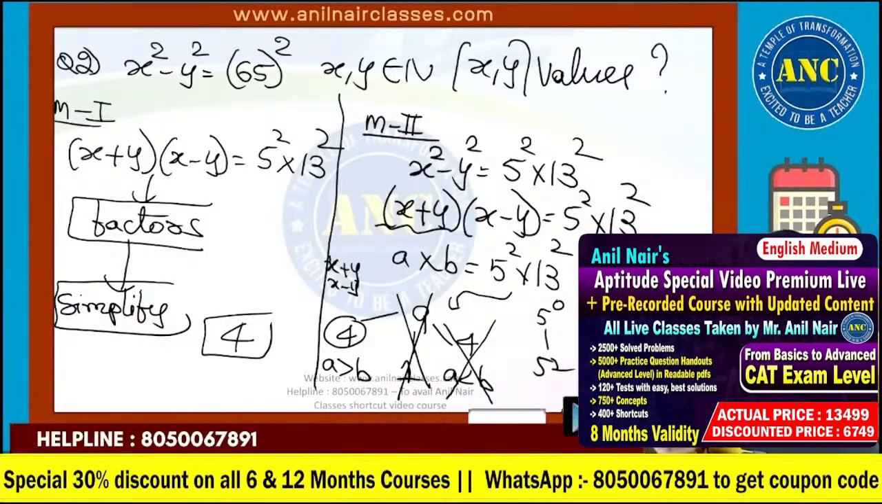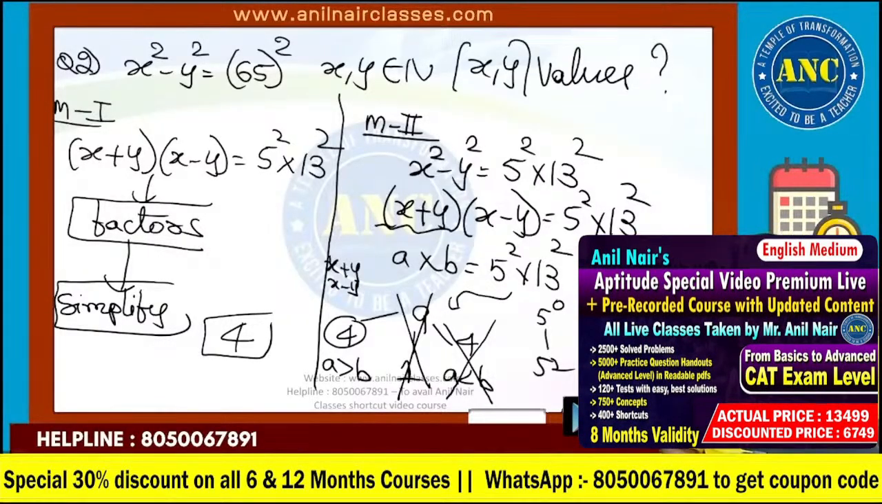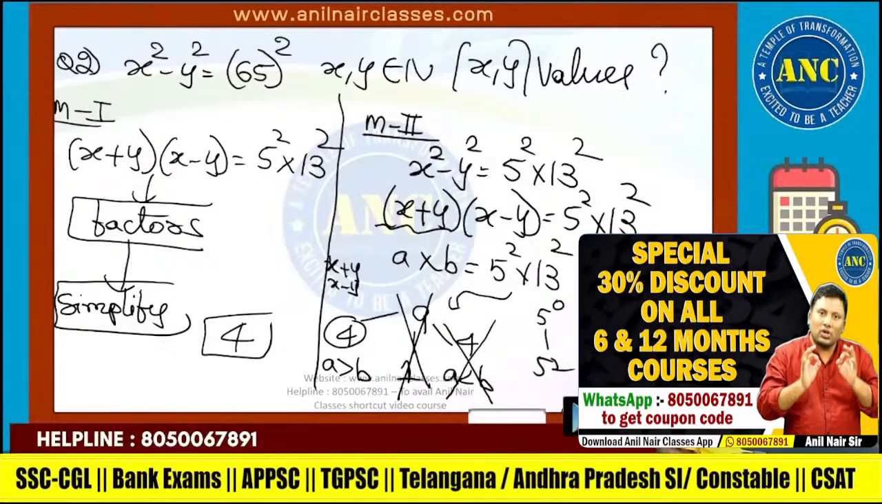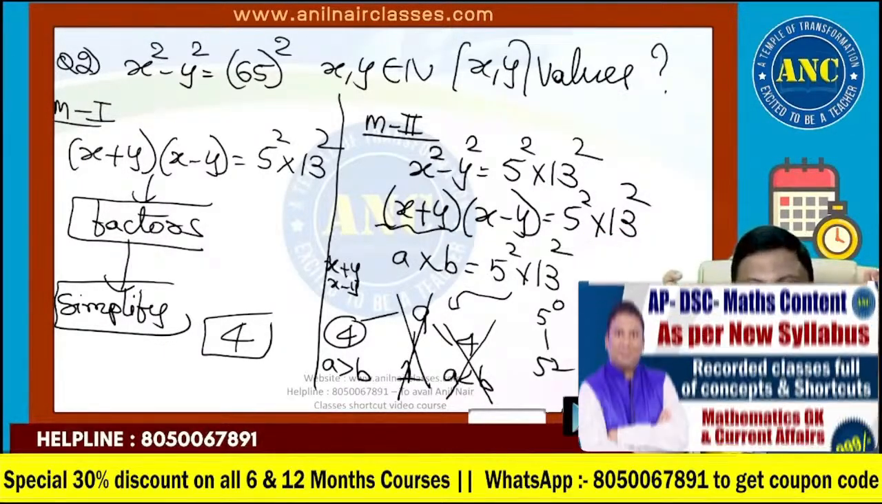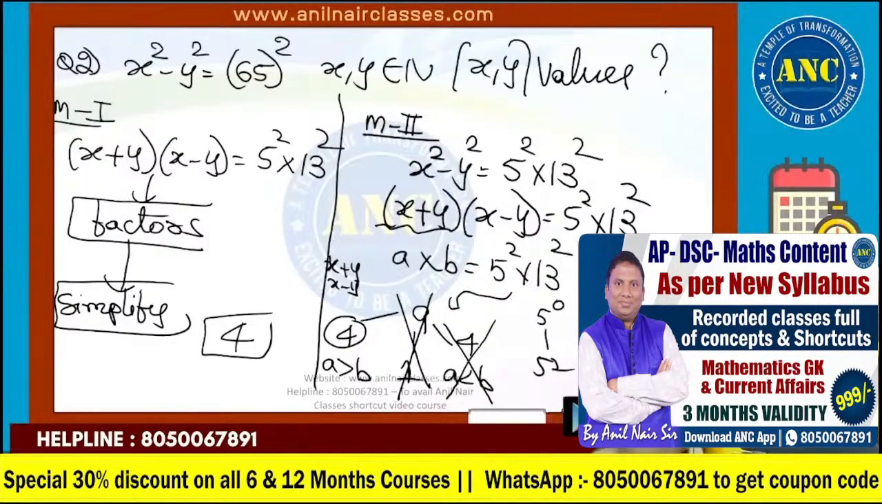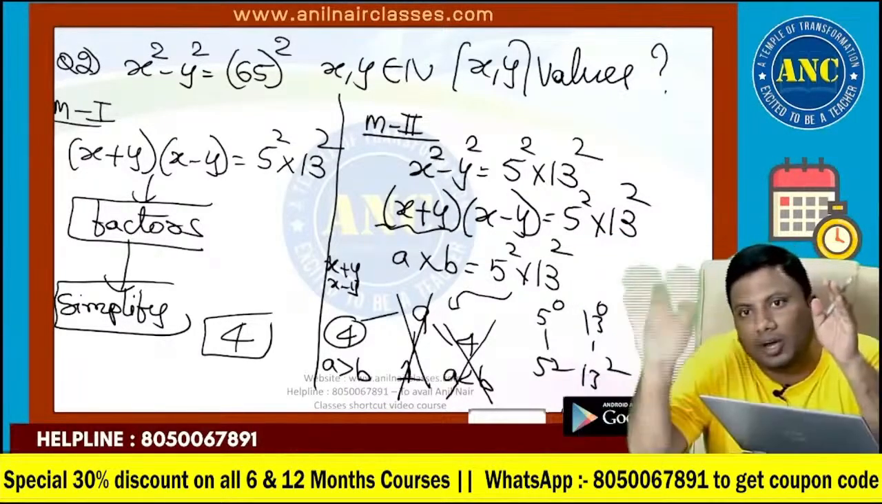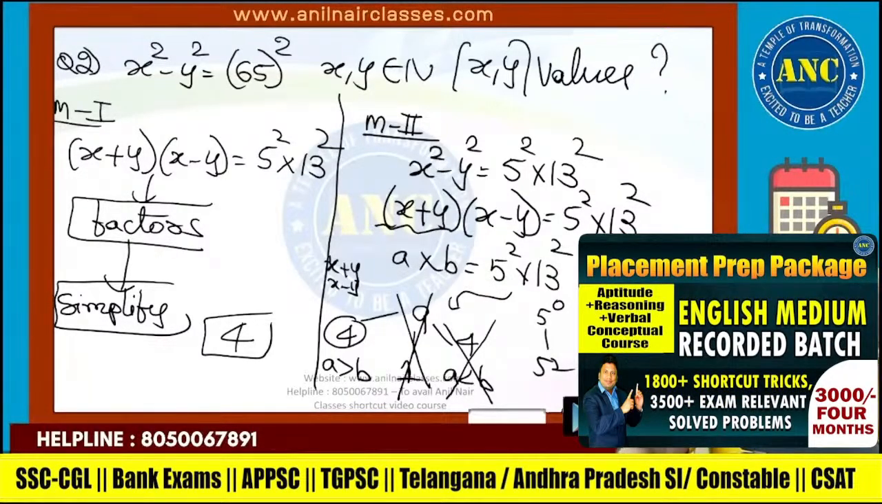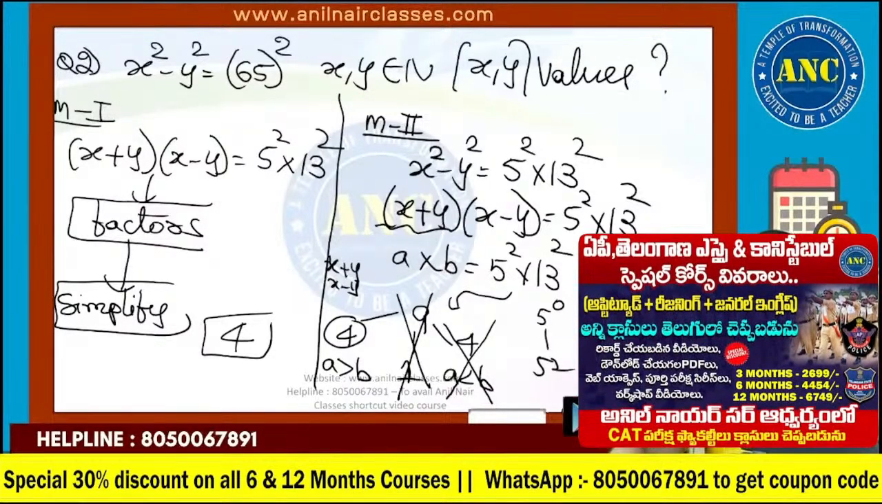Again, I am repeating. 65 square is 5 square into 13 square. 3 into 3, 9. 9 cases are there, A into B is 9 cases. 4 cases A greater than B: 1 into 12, 12 into 1. Are you all with me? 2 into 6, 6 into 2. 4 cases A greater than B, 4 cases A less than B, 1 case A equivalent to B.